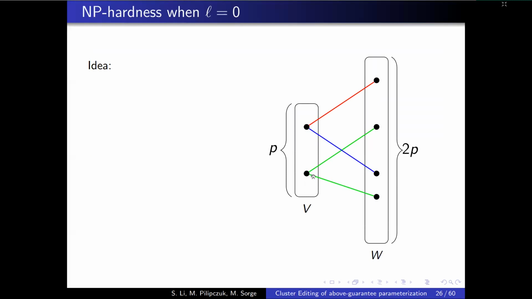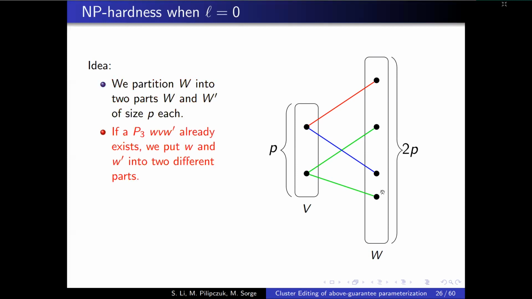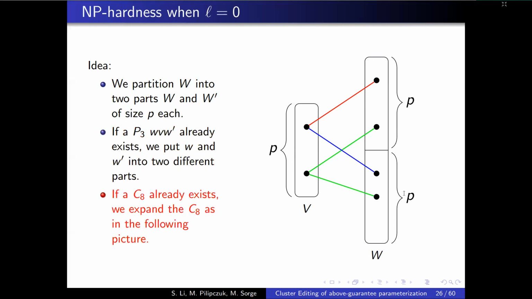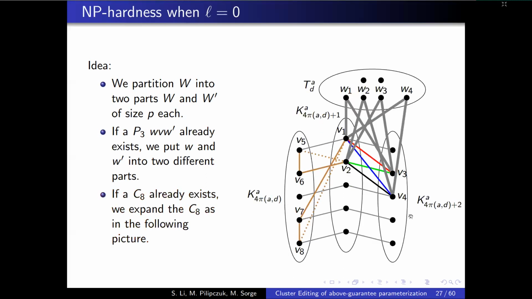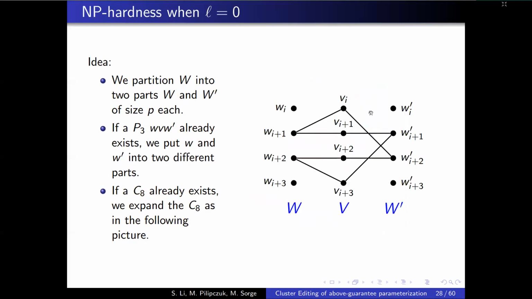Next, let me introduce our idea. First, we partition W into two parts, W and W prime, of size P each. If a P₃ in W prime already exists, we put W and W prime into two different parts, as the picture shows. If a C8 already exists, we expand the C8 in the following picture. This is the C8 we have already seen. And we will expand it like this.